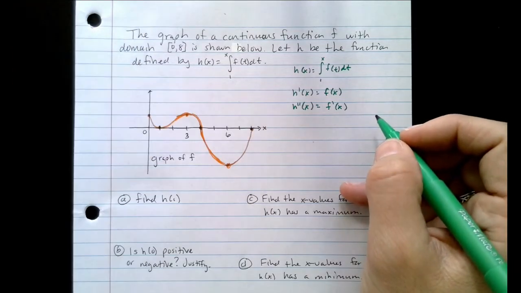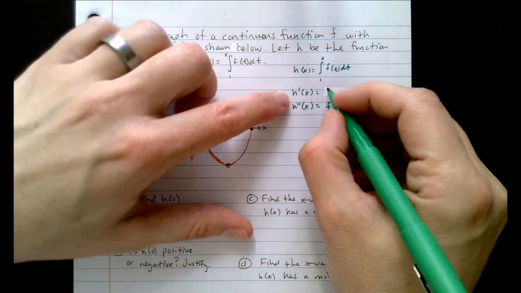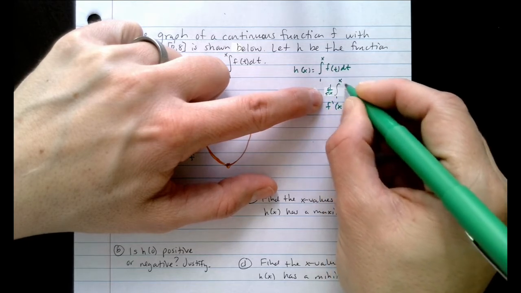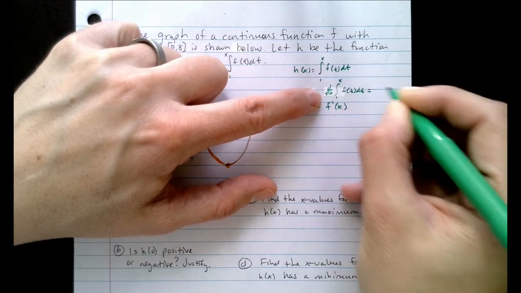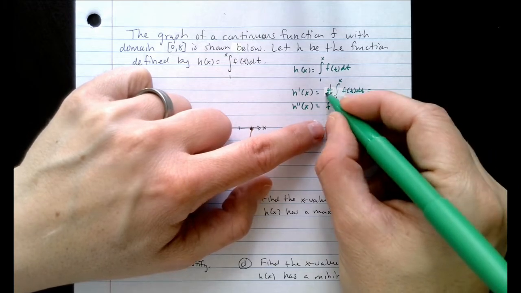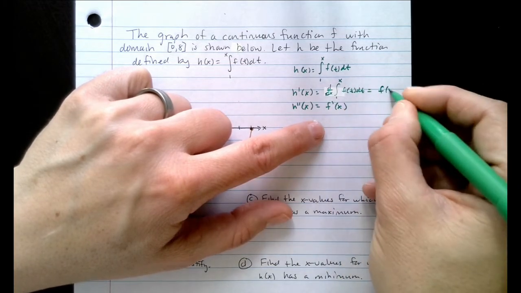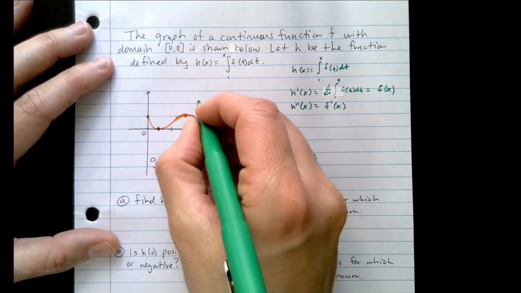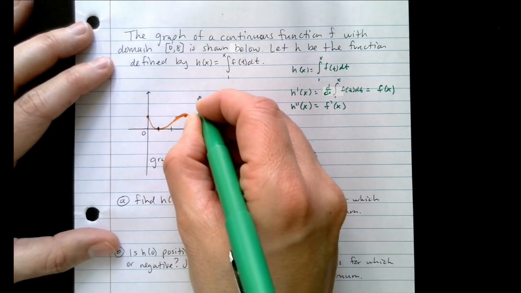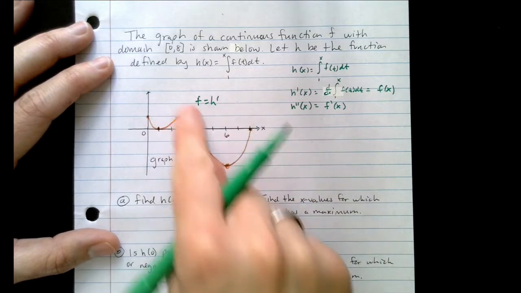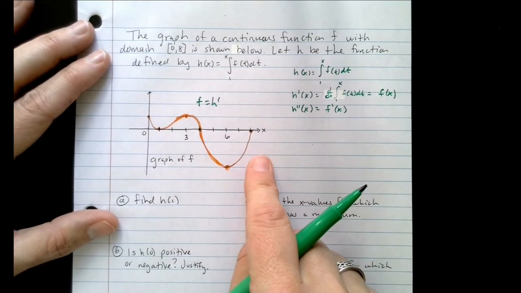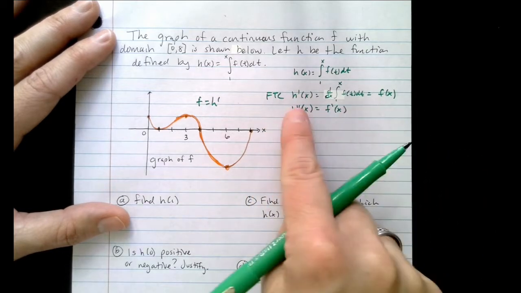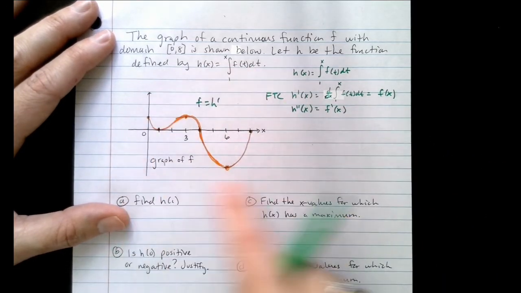Now, how do I know this? If I apply the fundamental theorem here, h prime would be the derivative of the integral, right? We know the derivative and the integral are inverses, so we're left with this relationship. So what we want to do on our graph here is say that f is h prime. So this is really a graph of h prime. How do I know that? Because of the fundamental theorem of calculus. That is key and so critical in this analysis here.